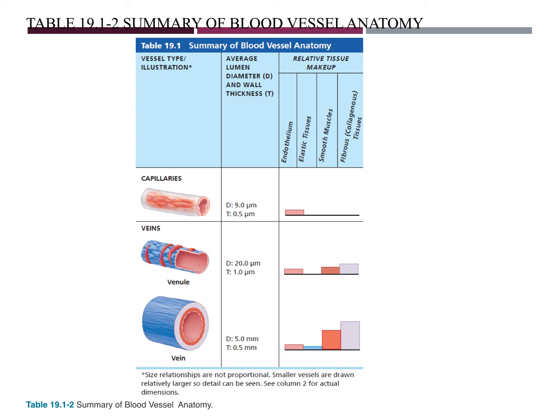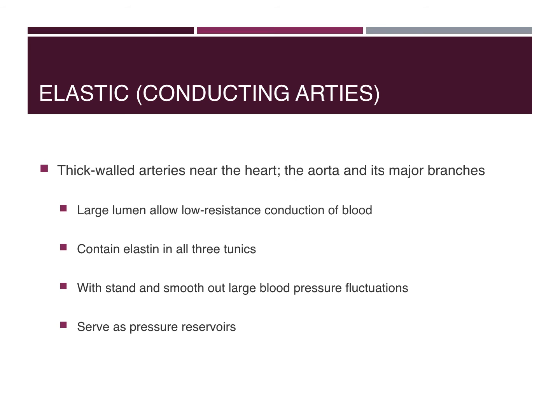And in this table, we're looking at our veins. There's a capillary on there, and you can see with the large vein at the bottom, the diameter is much larger. Venules are going to be much smaller because they're closest to the capillary. And with the capillary, you can see that they're just made up of the endothelial cells. They don't have the elastic tissue, smooth muscle, or any of the collagen fibers.